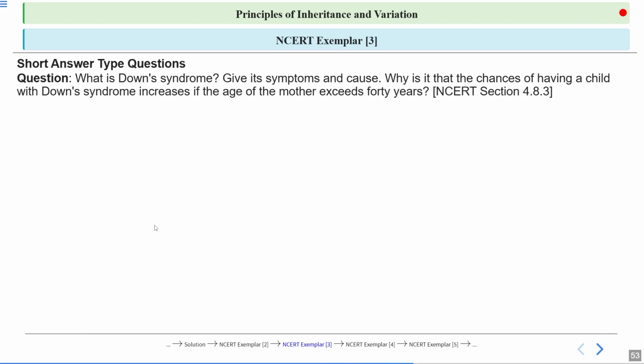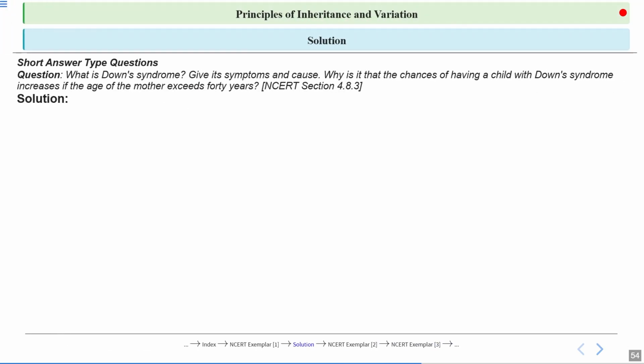Now, next question: what is Down syndrome? And you have to give its symptoms and cause. Now, why is it that the chances of having a child with Down syndrome increase with the age of the mother? When the mother exceeds 40 years, then there are chances of the child being born with Down syndrome. Why is this so? So let's have a look at the answer.